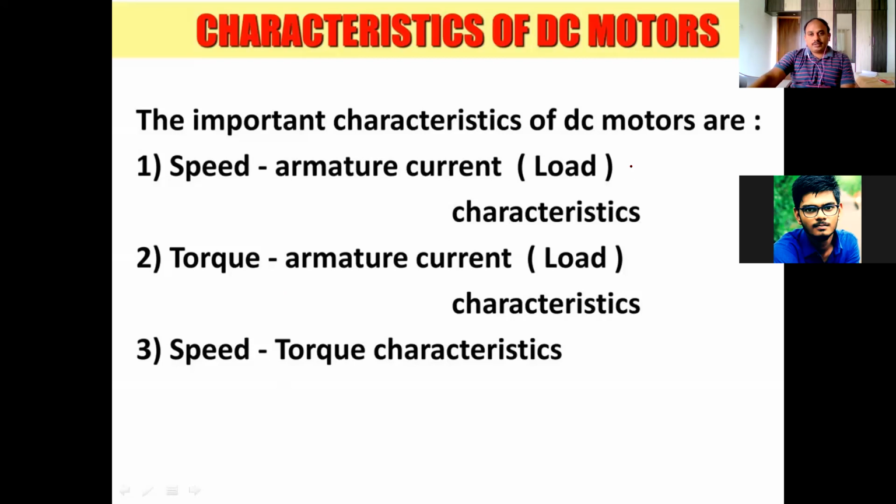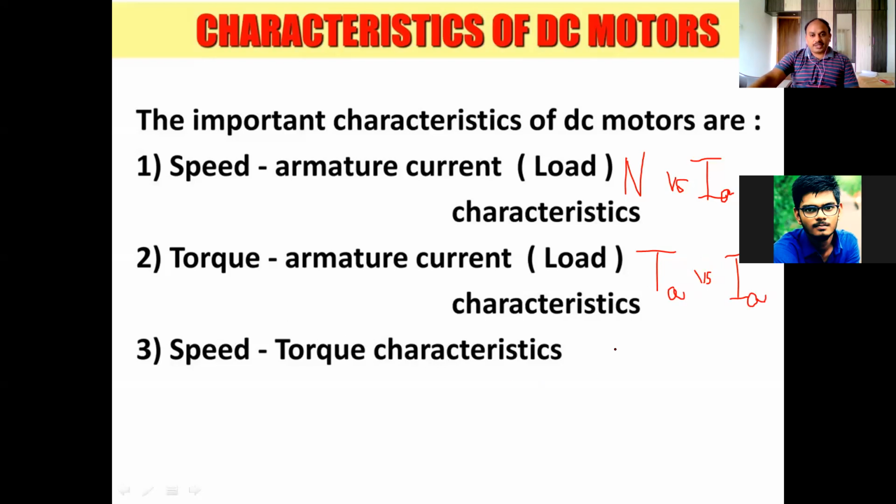First, speed and armature current: speed N versus armature current IA. Speed is a mechanical quantity, and armature current is an electrical quantity. Next, torque and armature current: torque developed by the armature versus armature current IA. This is also one mechanical parameter and the second one an electrical parameter.